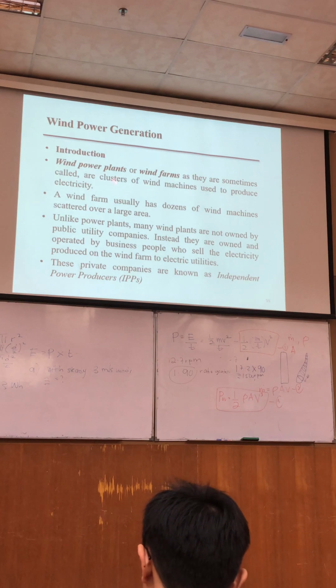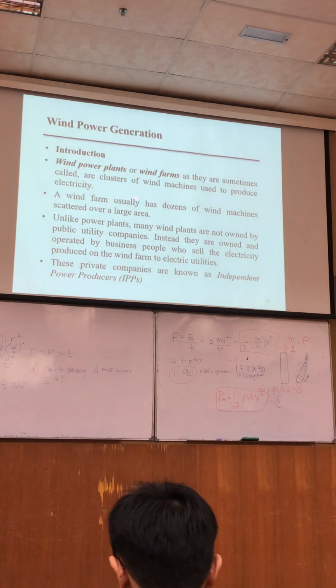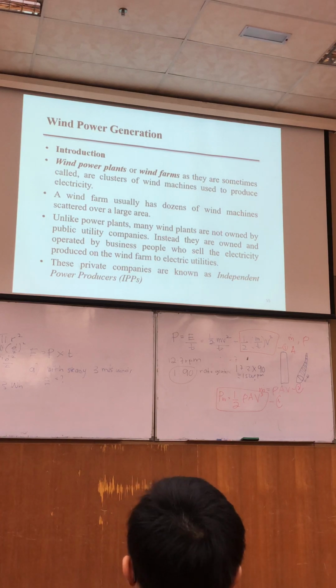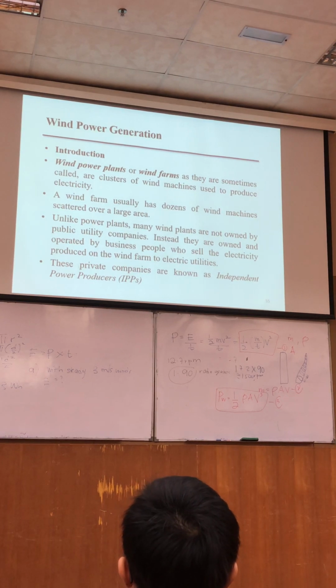So the wind power plants or wind farms sometimes got a cluster of wind machines used to produce electricity. A wind farm usually has dozens of wind machines scattered. Scattered means that they are spread here into the various locations over a large area.